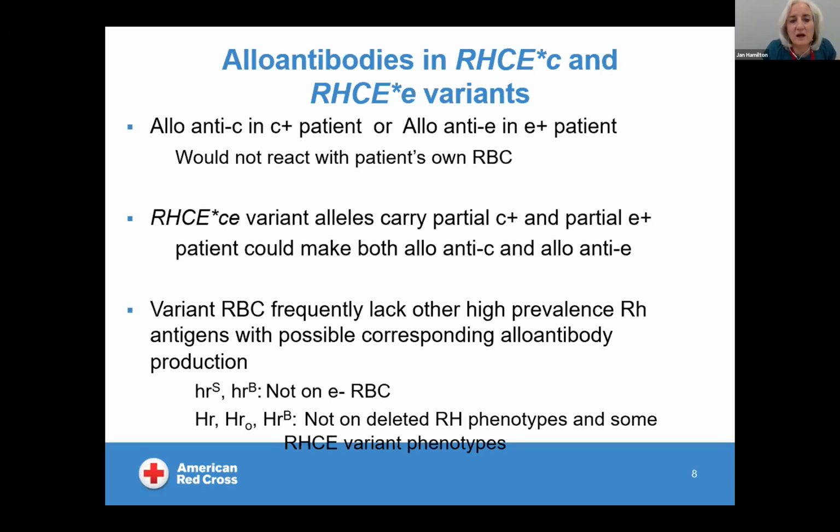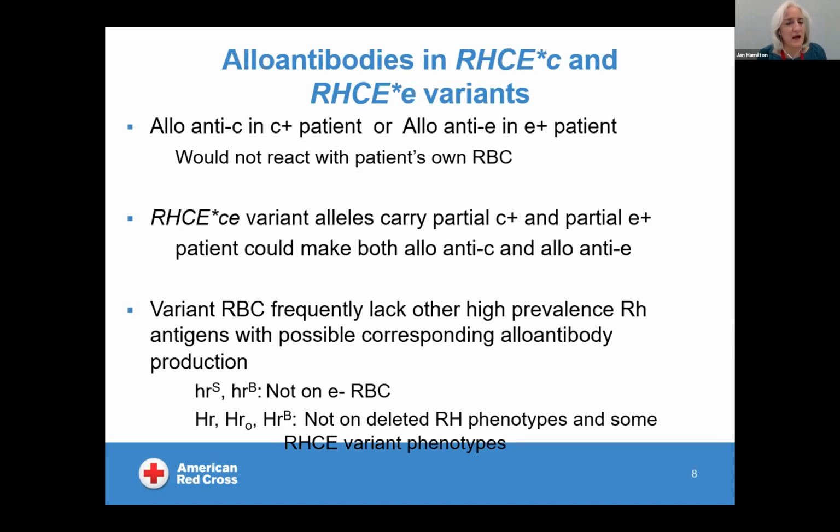A number of the Rhce little e variant alleles will carry both a partial C antigen and a partial little e antigen. And so the patient could make both of those allo antibody specificities. Although in my experience, it's the allo anti-little e type antibody that you see most frequently. But if they had both of them, that would be a very difficult sample to work with.